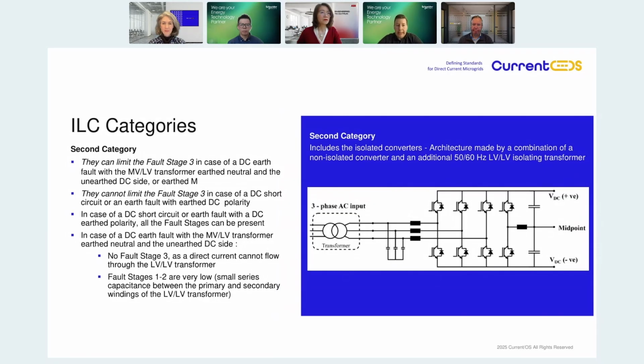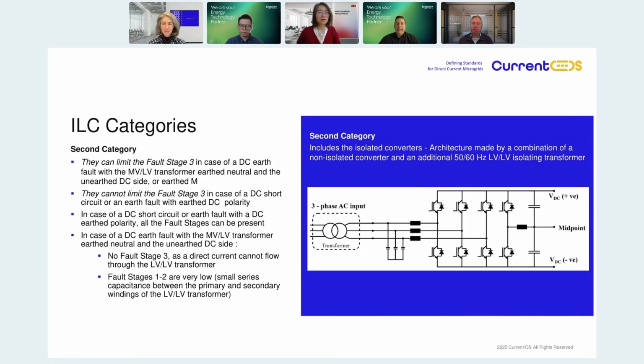In case of a DC short circuit or an earth fault on the DC side, all the fault stages are present because, in this case, the transformer can isolate but cannot limit the current passing through it, in particular the transient current or the inrush current, of course.